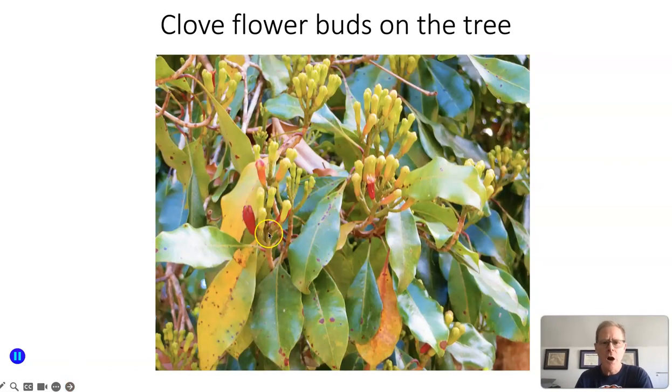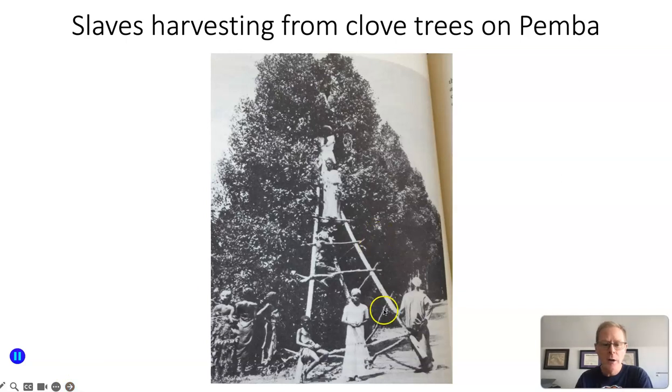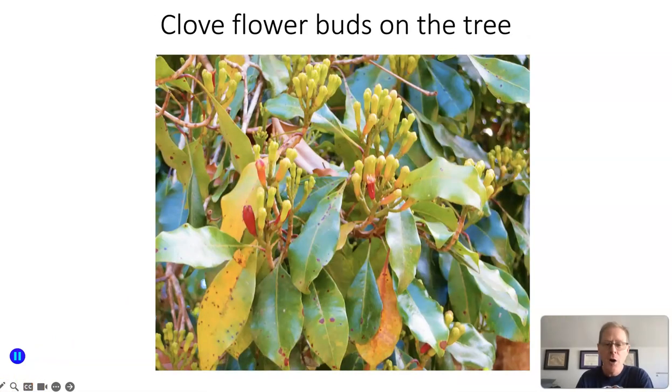Cloves are the unopened flower buds from these trees. Right? And they have to be unopened so they retain their aroma and fragrance. So what you have are situations, certainly in the 19th century, with enslaved laborers, and especially women and children, climbing up on these scaffolds into these trees, picking all of these off. And you have to pick them right before they ripen. If you wait till after they ripen and they open up, then they're ruined.